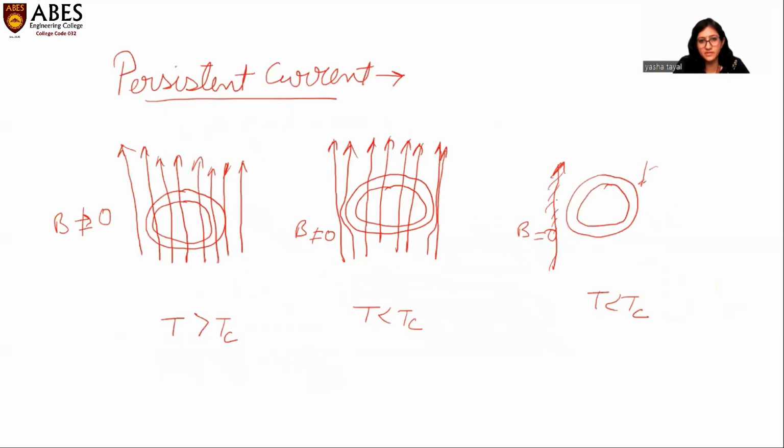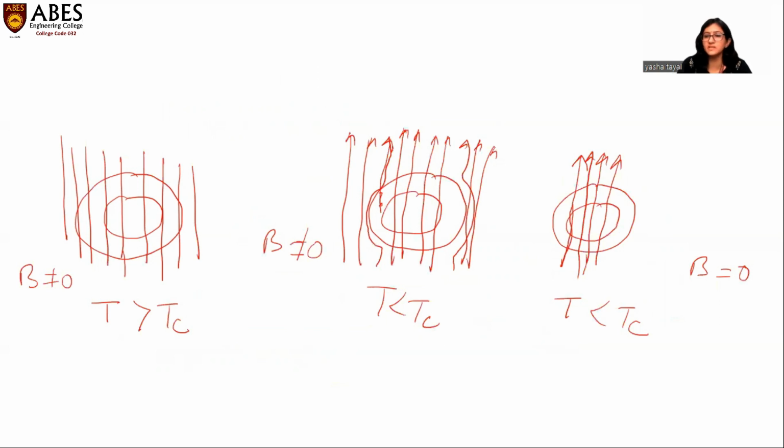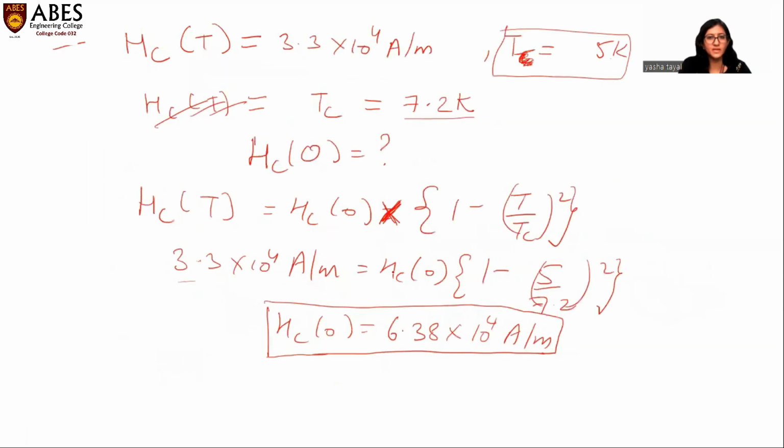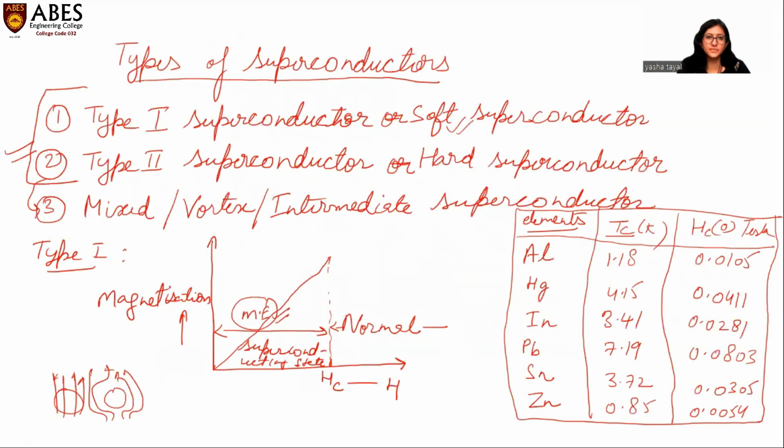Then we addressed the persistent current. If the specimen is hollow, then a particular amount of field lines is penetrated into the specimen. Silsbee's rule shows the dependency of superconductors on the critical current at a particular critical magnetic field. So we have three main parameters: current, critical magnetic field, and temperature, on which the superconductivity phenomenon is based. If any of the three is above its critical value, then the material will be in the normal phase. Certain numericals were addressed from these topics.